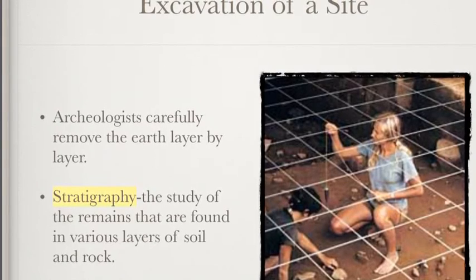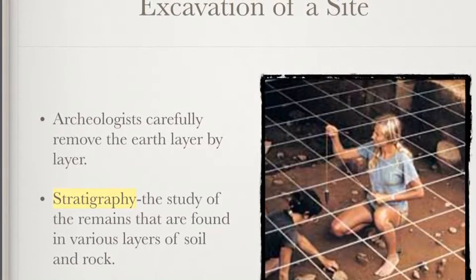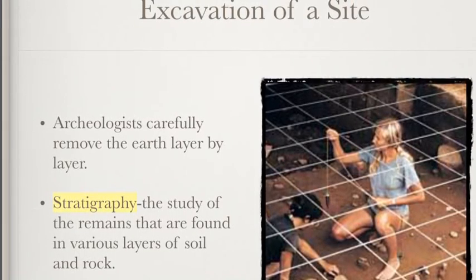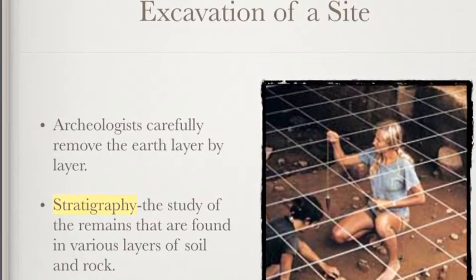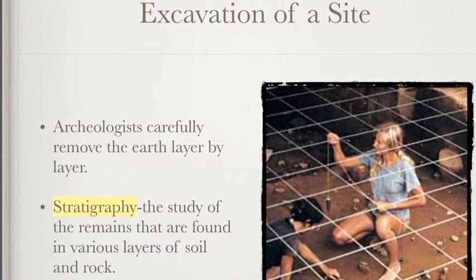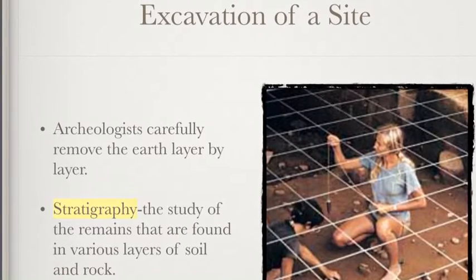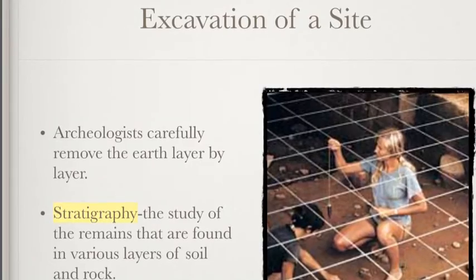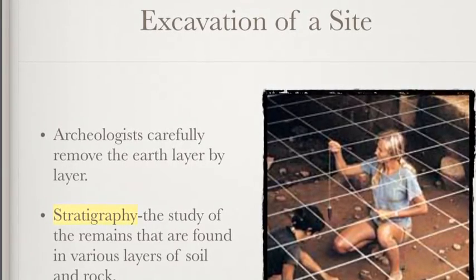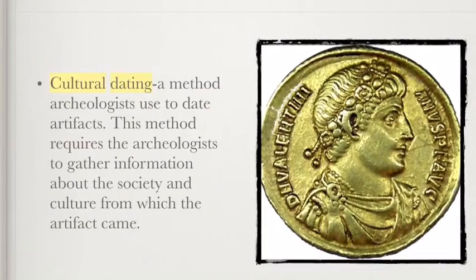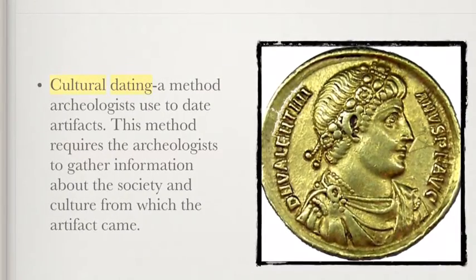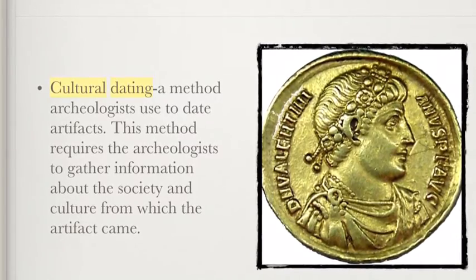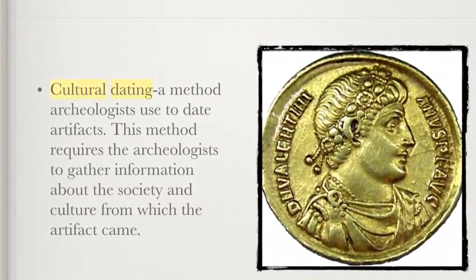So why is this process so important? Why do archaeologists care so much about the remains that are found in various layers of soil and rock? Well, studying these layers themselves as well as the artifacts can give archaeologists clues about how the archaeological record was formed at different periods in history. But sometimes these clues aren't enough. Sometimes an archaeologist needs to find out even more information about the artifact they are exploring, such as how old it is or when it was made.